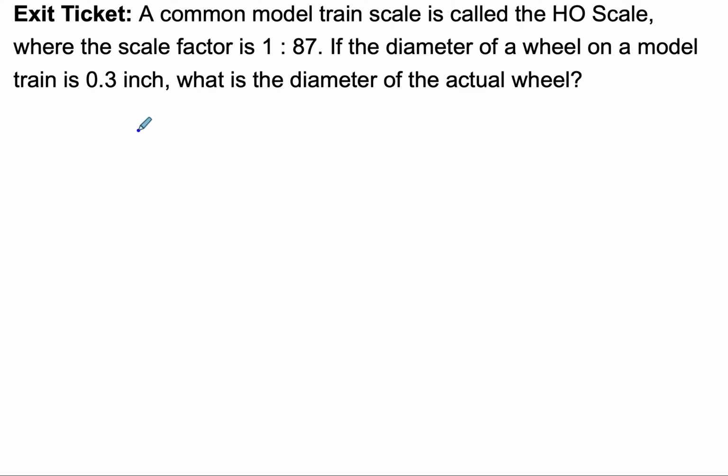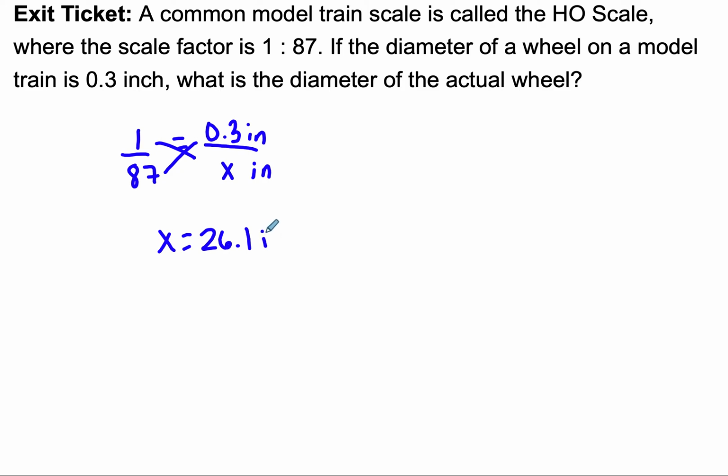Okay, let's go ahead and try it. So we've got 1 over 87 for our scale factor. That means that the actual is 87 times bigger than the model. The model here was 3/10 of an inch, and we are looking for what the actual is going to be. Scale factor does not have labels, so that means our labels over here are going to stay the same, inches. Okay, 1 times x is just x, and then I need to do 87 times 3/10. So let's see, 87 times 3/10 gives me 26 and 1/10 inch.